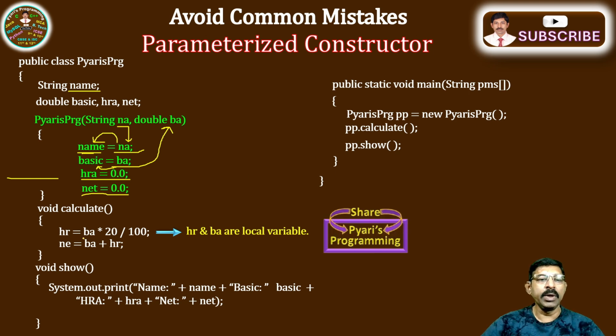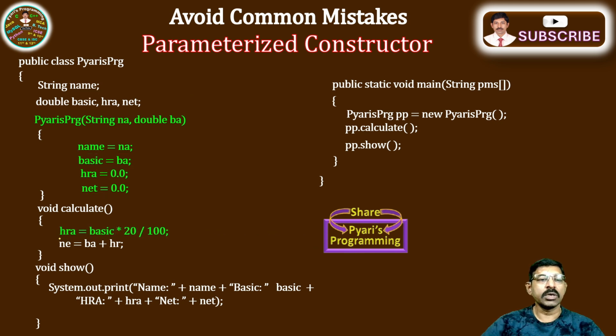Here we have used BA into 20 by 100, 20% of the basic. But you can see HR and BA are the local variables that I used over here. We used them like local variables. When I come out of this method, they are destroyed. So I cannot use the local variables over here. It must be instance variables, that is HRA and basic. So this is the correct process. HR is the instance variable and basic is the instance variable.